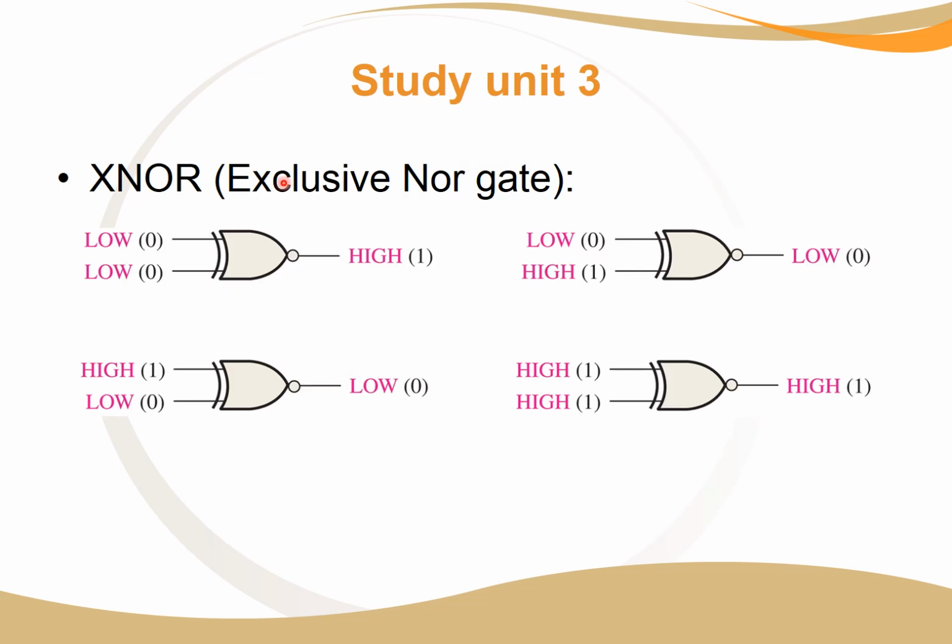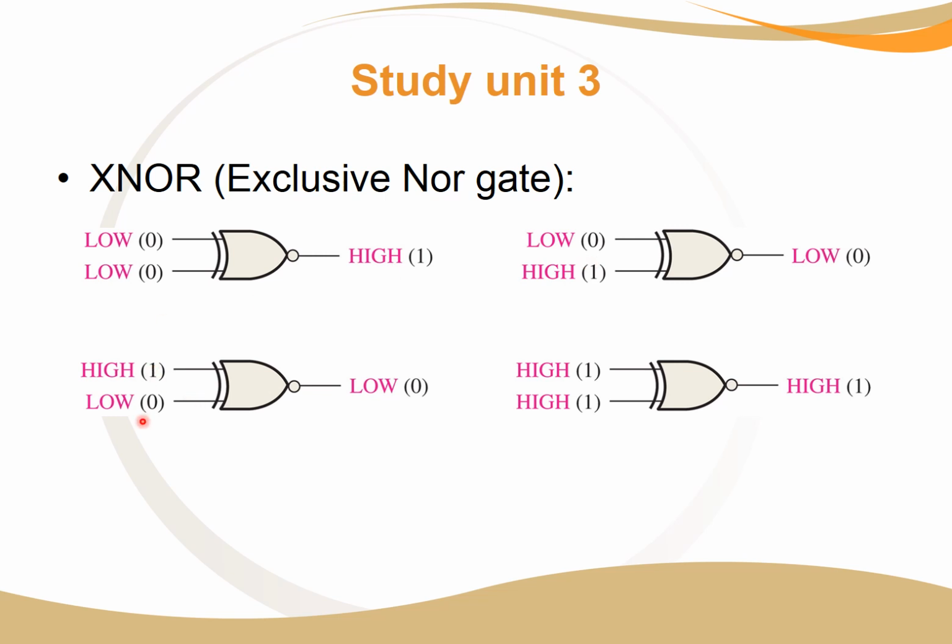And now we have the exclusive NOR gate, which is the inverse of the exclusive OR gate. So here it's the exact opposite. It's only high when both inputs are the same, and it's a low when they are different.